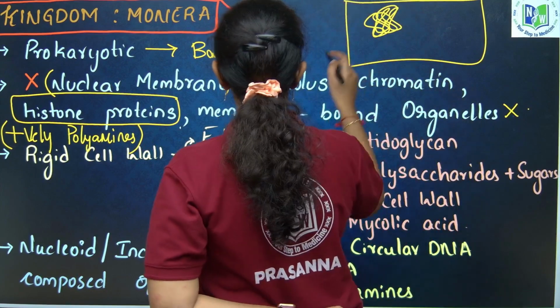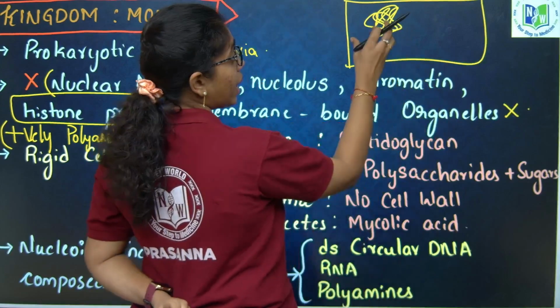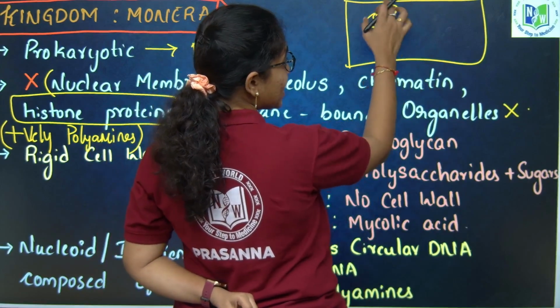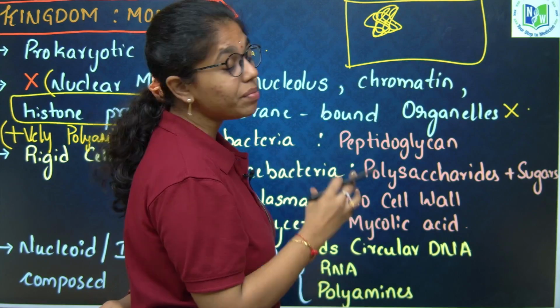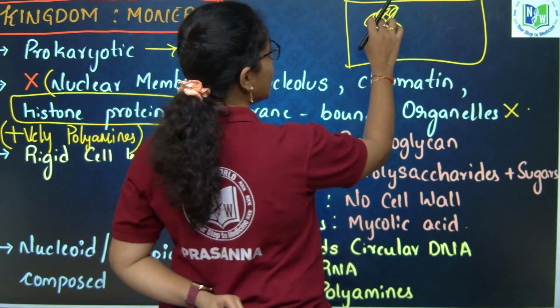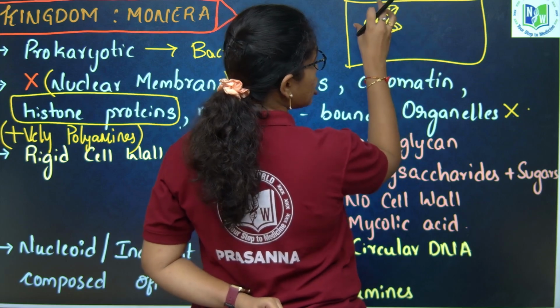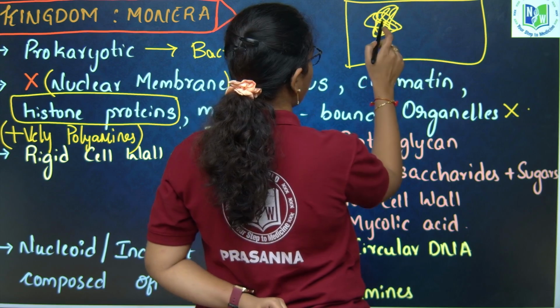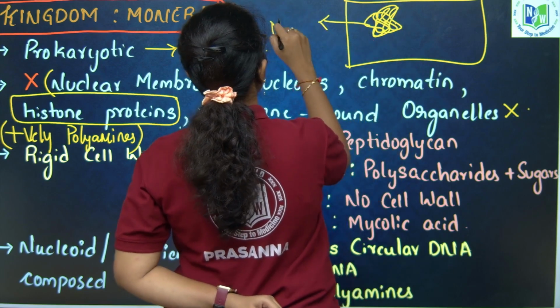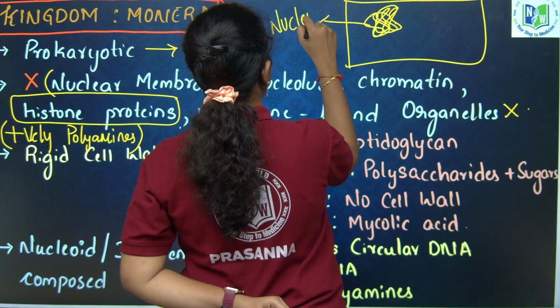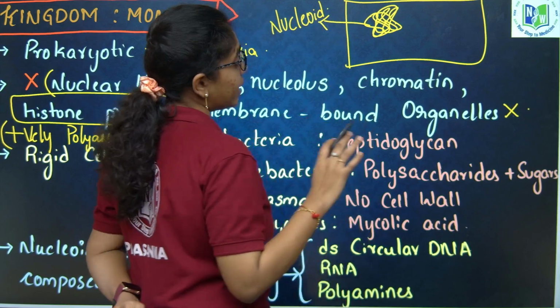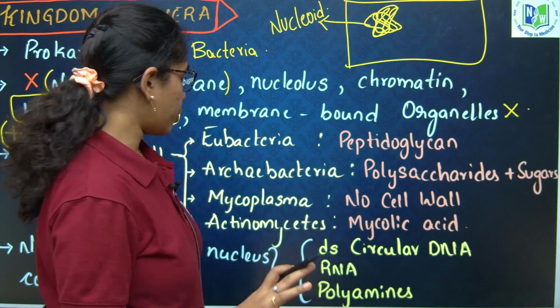Even though the DNA is not membrane bound, its position is at a particular site in the cytoplasm. That is because the DNA is connected with some positively charged polyamines, wherein DNA is located at a particular position in the cytoplasm, which is called the nucleoid. This is called what? Nucleoid. And there are no membrane bound organelles in a prokaryotic cell.